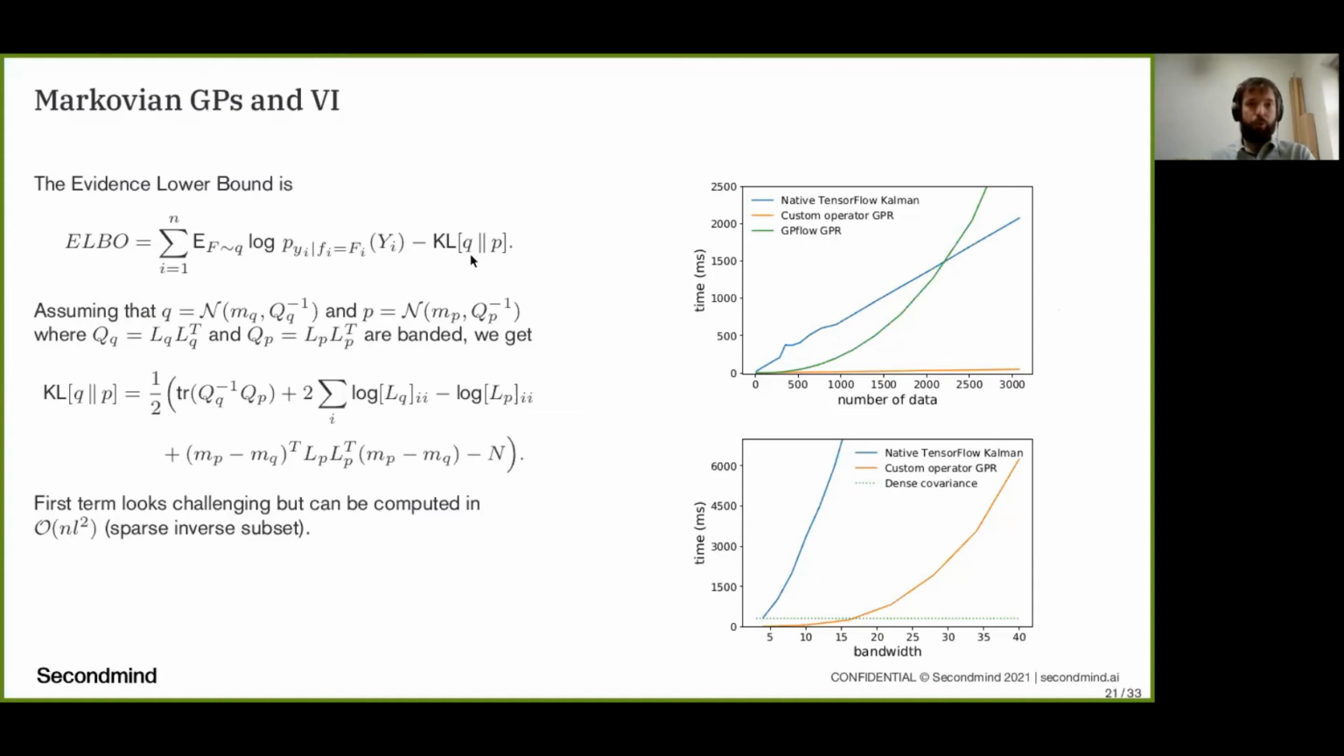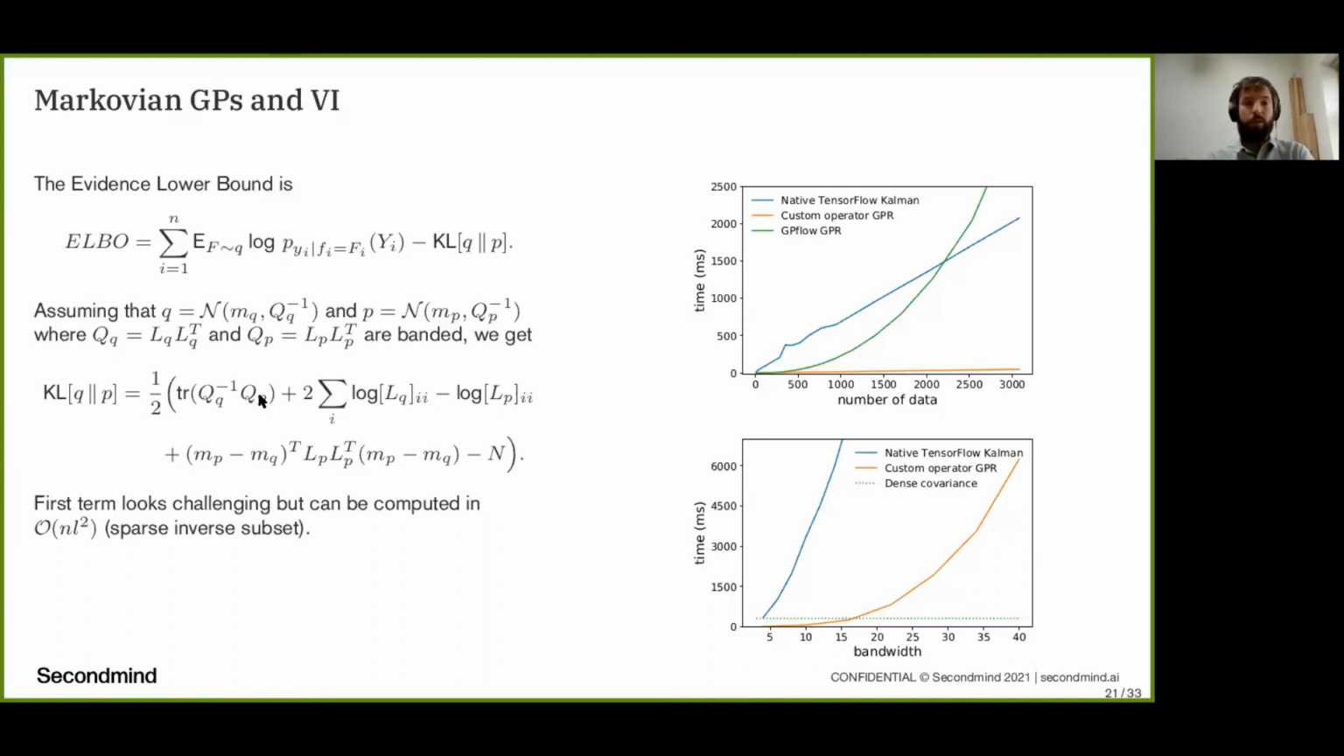And if we assume that our inducing variables also have a banded structure, then we end up with this quantity, KL, that we have to compute. We know that computing the Cholesky is something that can be done efficiently, so all these terms are not really a problem. The big one is this trace term, where we have to compute the trace of a product between a matrix that is full and a matrix that is banded. It turns out that this can be computed efficiently using a sparse inverse subset algorithm. So we can still do variational inference efficiently.